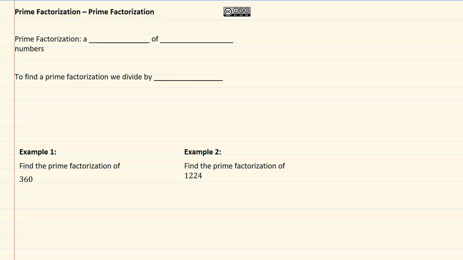Prime factorization. Prime factorization is a product of prime numbers. Or in other words, it is multiplying prime numbers. To find a prime factorization, we divide by prime numbers. Let's take a look at our two examples here.